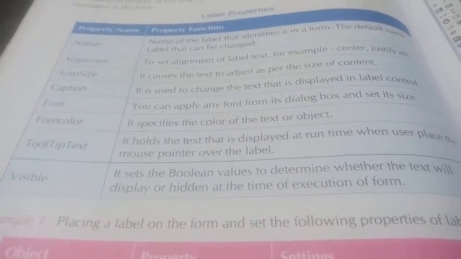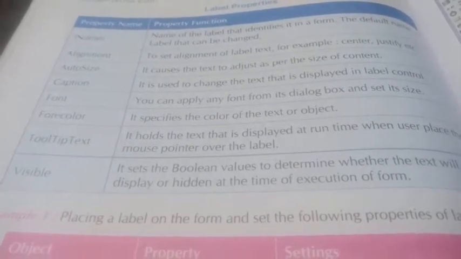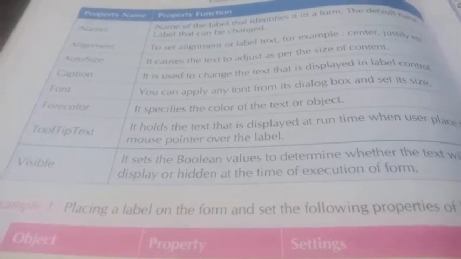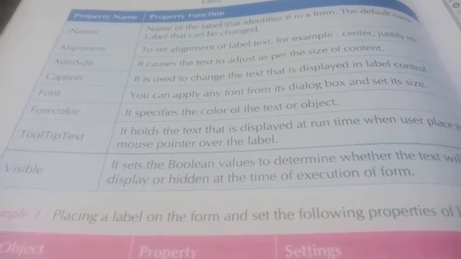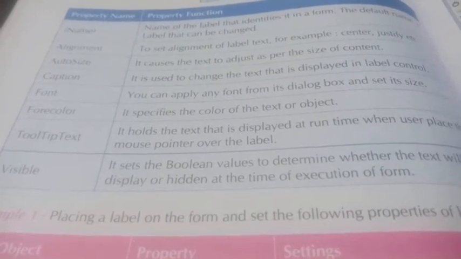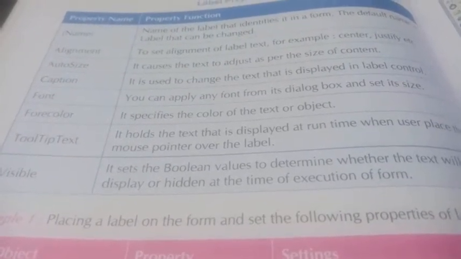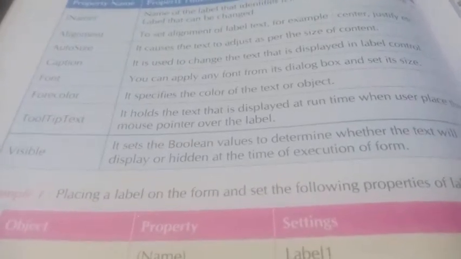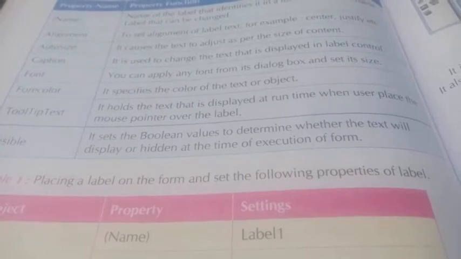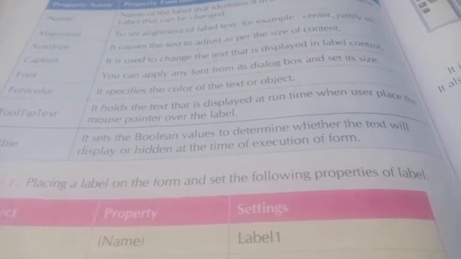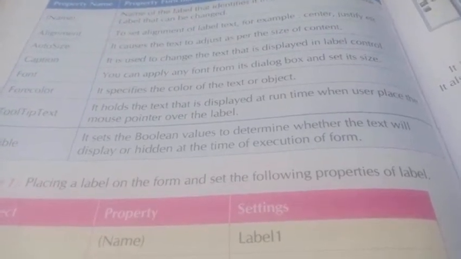Caption is used to change the text that is displayed in the label control. Font: you can apply any font from its dialog box and set its size. And fore color specifies the color of the text or object. And tooltip text holds the text that is displayed at runtime when the user places the mouse pointer over the label.